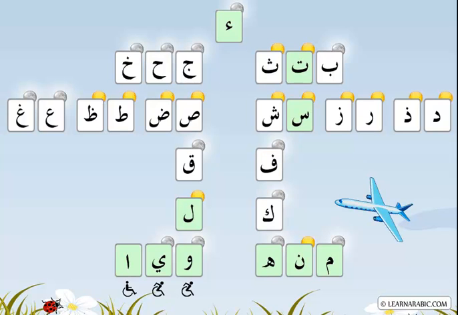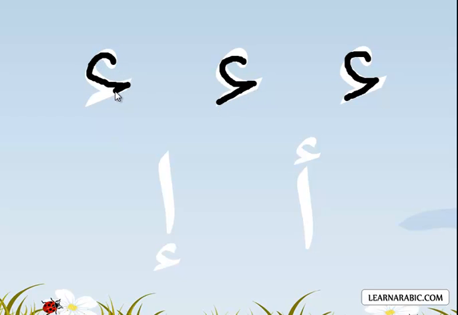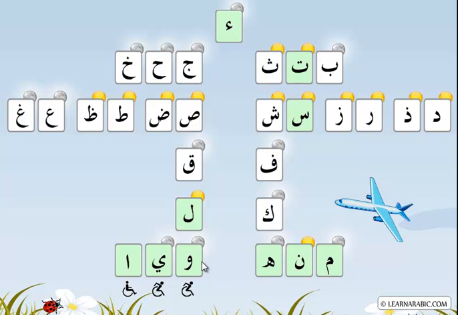So let's make a start at the front of the plane. And so the first character we have is called Hamza. Hamza is a special, unique character and is written like this. Now Hamza is a consonant, and Hamza is often found with other letters. It will be found with the alif like this, or it will be below the alif like this, and it will also be found with these two characters here, the waw and the ya.